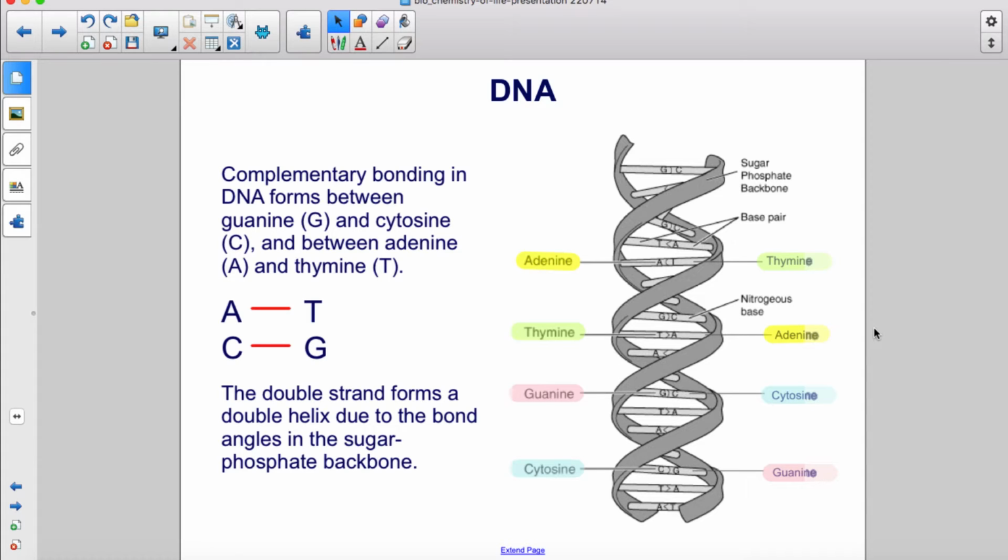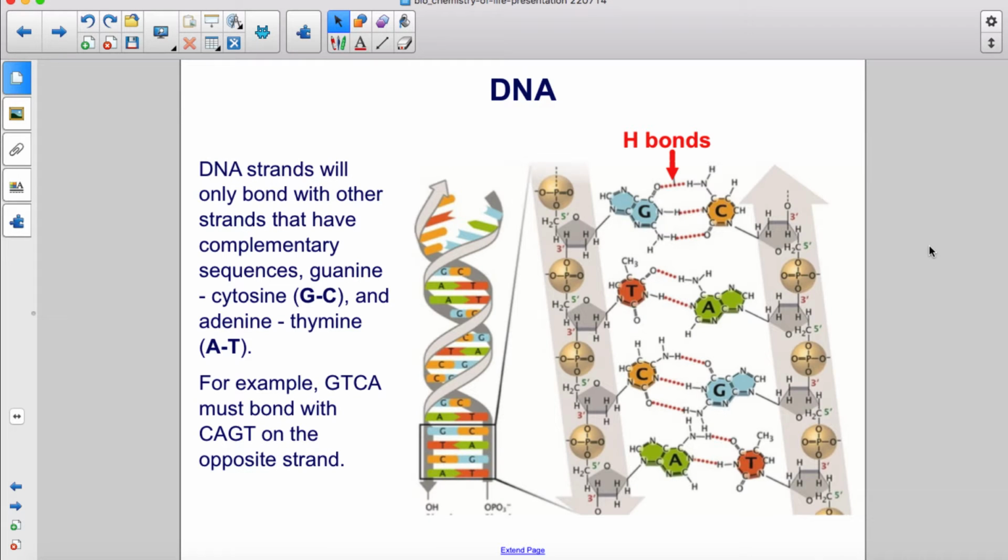The double strand forms a double helix due to the bond angles in the sugar phosphate backbone. DNA strands will only bond with other strands that have complementary sequences: guanine and cytosine, and adenine to thymine. For example, GTCA must bond with CAGT on the opposite strand.